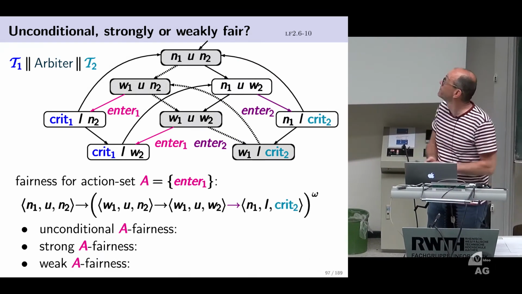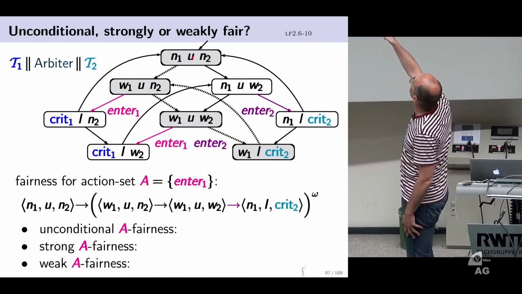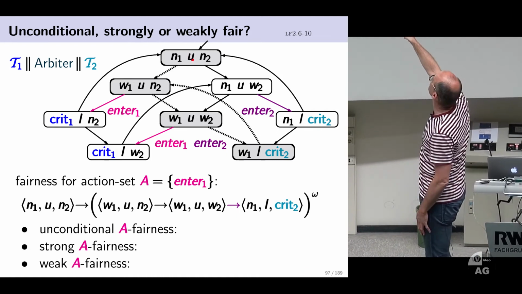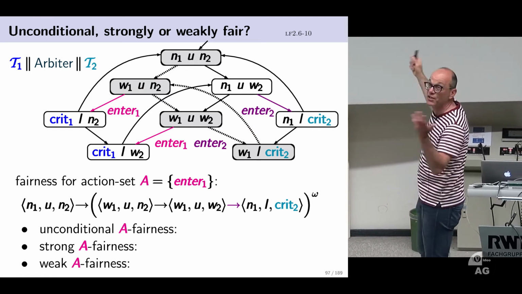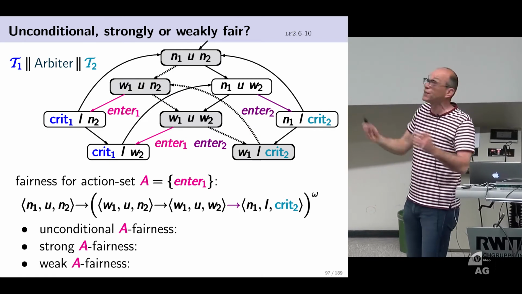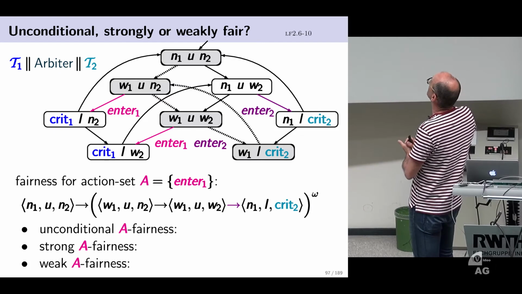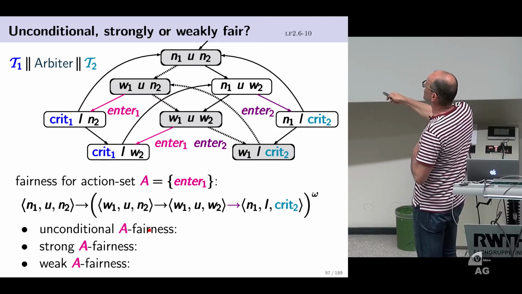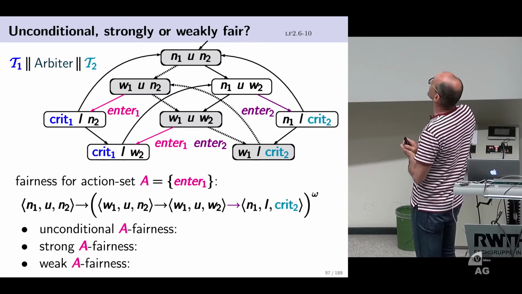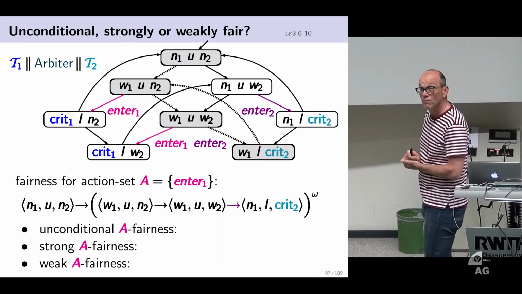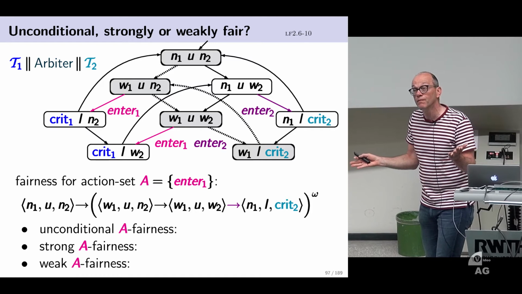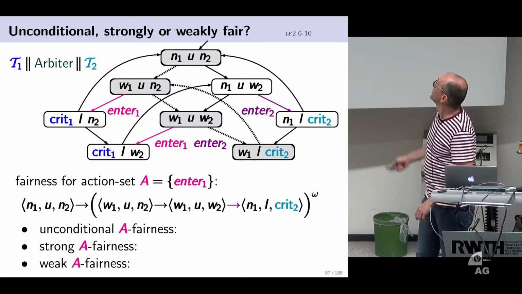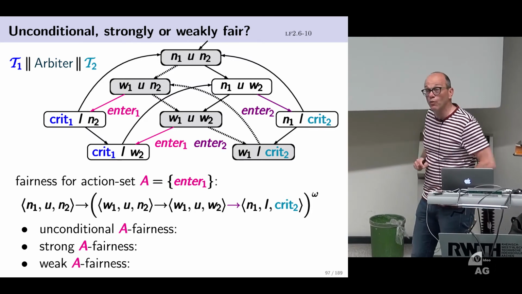Good. Different behavior. Now this is the behavior. It's the symmetric version of what we had before. Now we go to the left and then we go to this cycle. So now W1 is basically, process 1 wants to enter the critical section but never gets access. Question, is this unconditional A fair with respect to enter 1? Any opinions? Do we take enter 1 infinitely often? No. Is it strong fair with respect to enter 1?